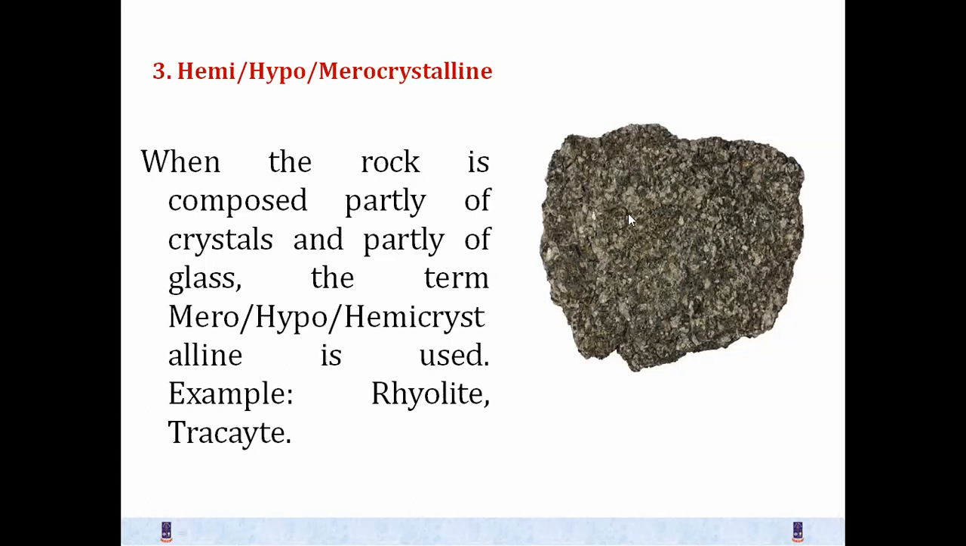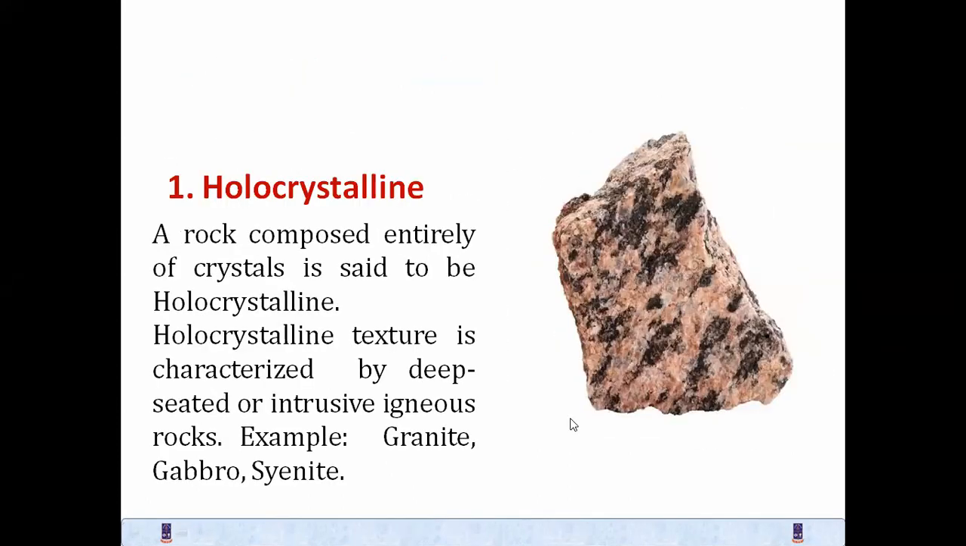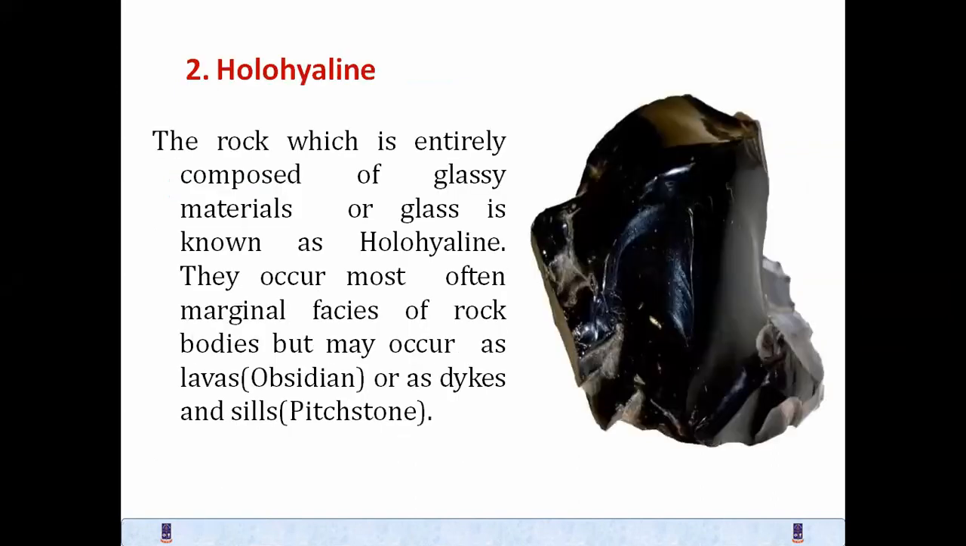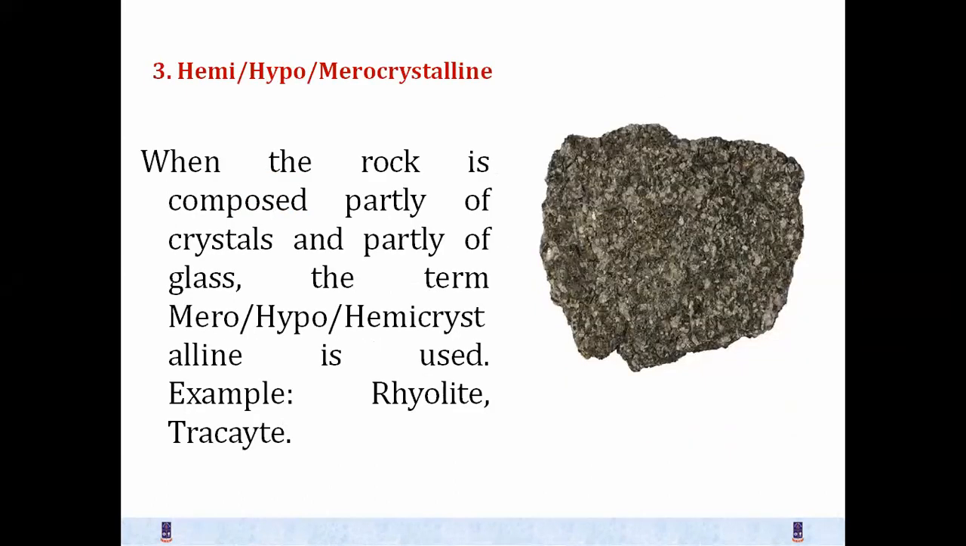Okay, so these are the three types. First one, holocrystalline, 100% crystal. Holohyaline, 100% glass material is there. And hemi, hypo or merocrystalline, some part consists of crystal, some part consists of glass. You have to remember this only.